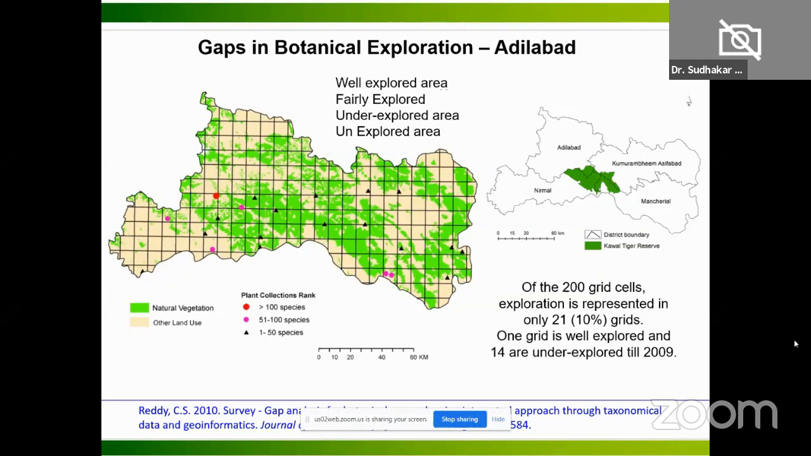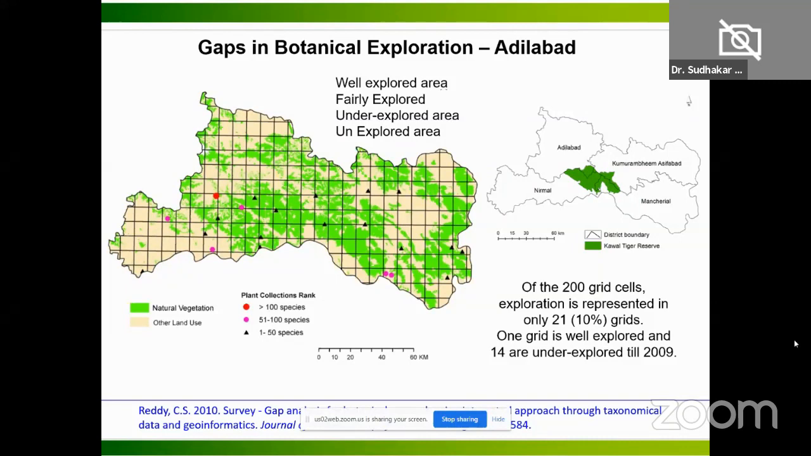Further, we can make a ranking based on the number of specimen collections. The red here indicates that more than 100 species were collected from that site, and the pink indicates that 51 to 100 species were collected from that site. Based on this map, we can say that the northern part of Adilabad was completely unexplored. Similarly, the eastern part of Adilabad is also relatively unexplored. Later, after 2010, the Botanical Survey of India also conducted extensive studies in the Adilabad district, that is currently known as the Kawal Tiger Reserve.